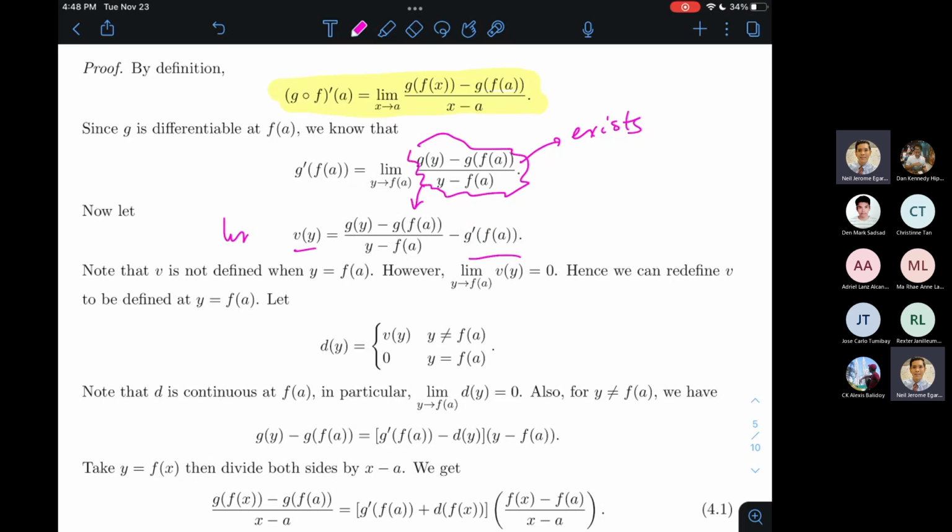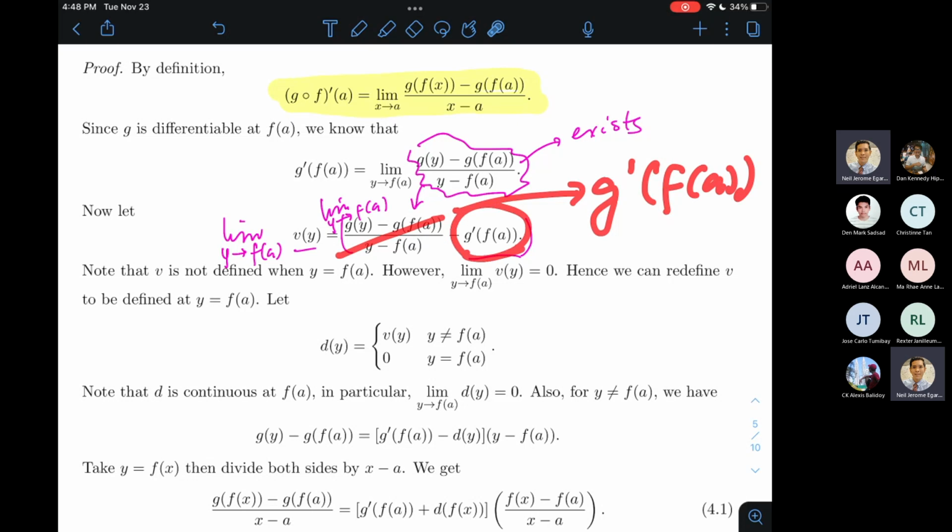So essentially, pag kinuha ko yung limit as y approaches f of a, kukunin ko rin yung limit nito as y approaches f of a. The first factor simplifies to g prime of f of a, and then the second term is minus g prime of f of a. So they will essentially cancel each other out, telling us that the limit of v of y as y approaches f of a is equal to 0. Okay? Pero ang problema nga, meron tong removable discontinuity. Ang limit niya ay laging equal kay 0 at f of a, pero hindi siya defined when y is equal to f of a.